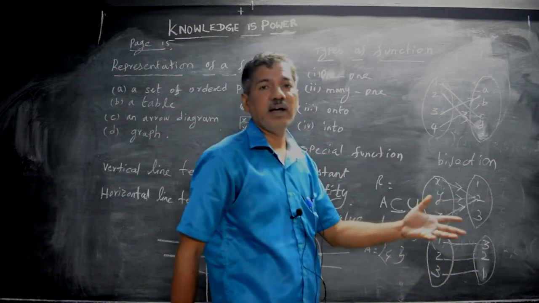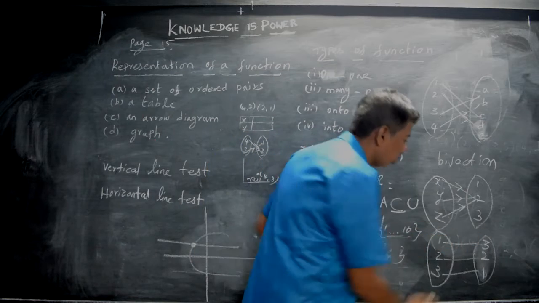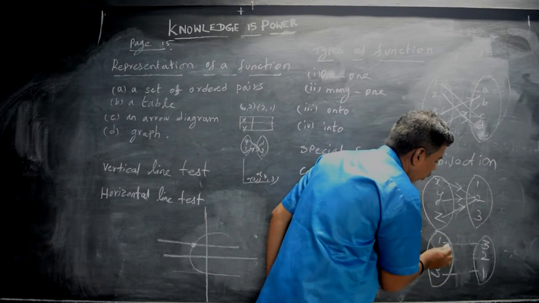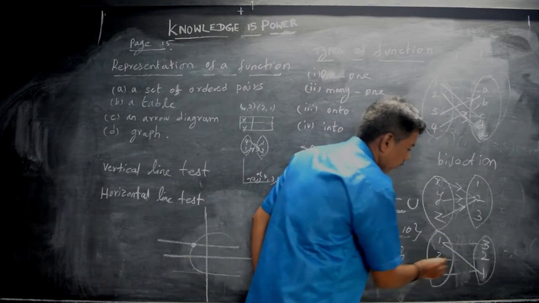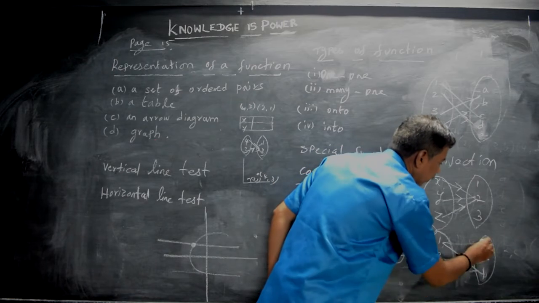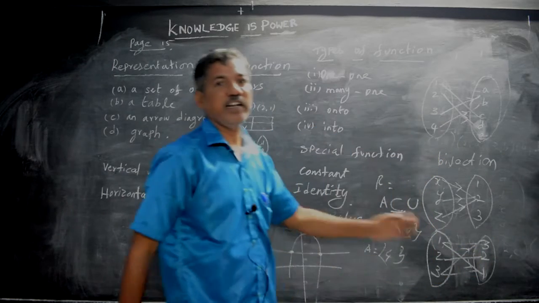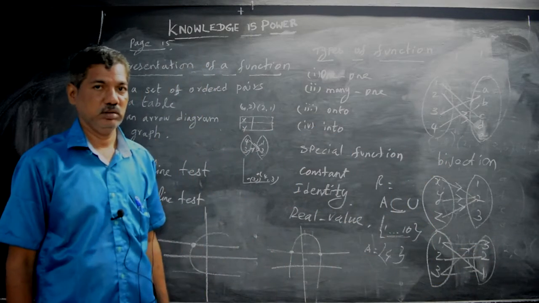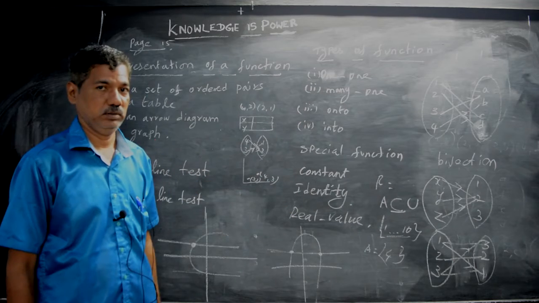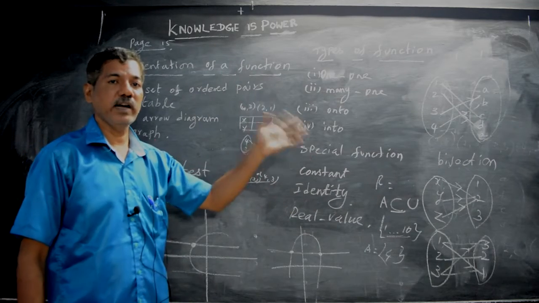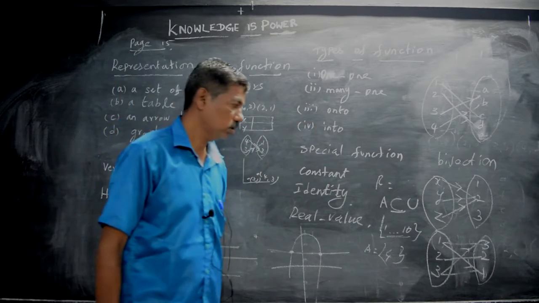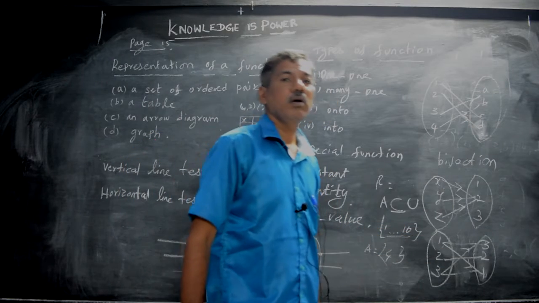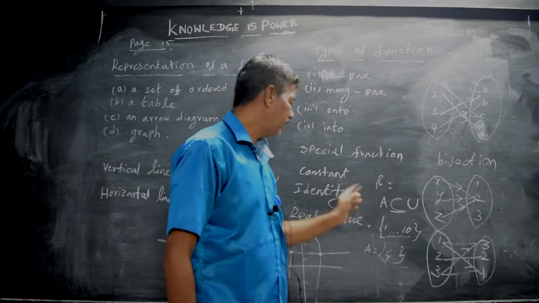Now it is not an identity function because 1 will not be related to 3. You have to change the arrows: 1 to 1, 2 to 2, 3 to 3. Now it is an identity function, even if it is crossed, but the numbers are changed. So this is the way we have to map the identity function.